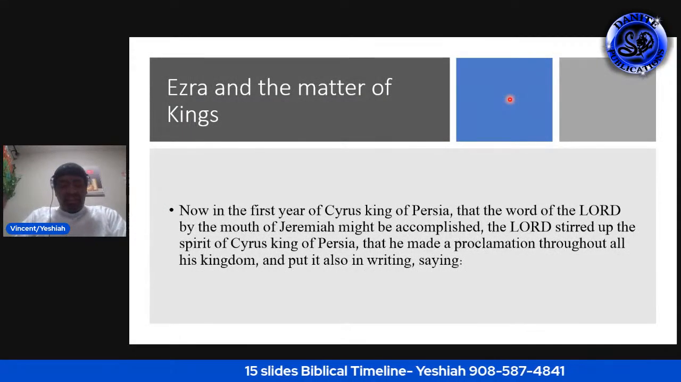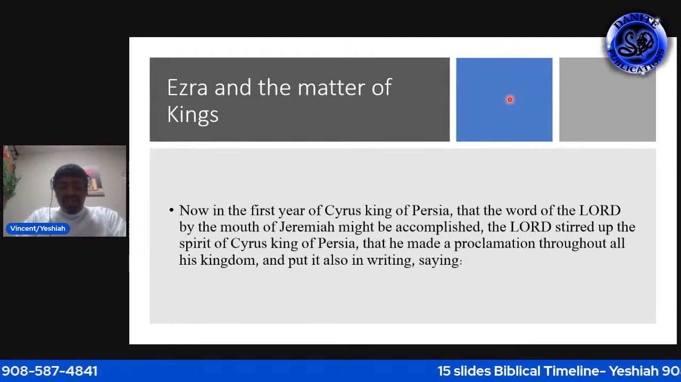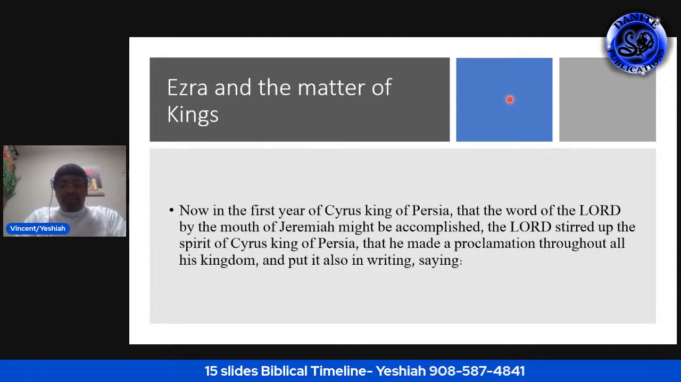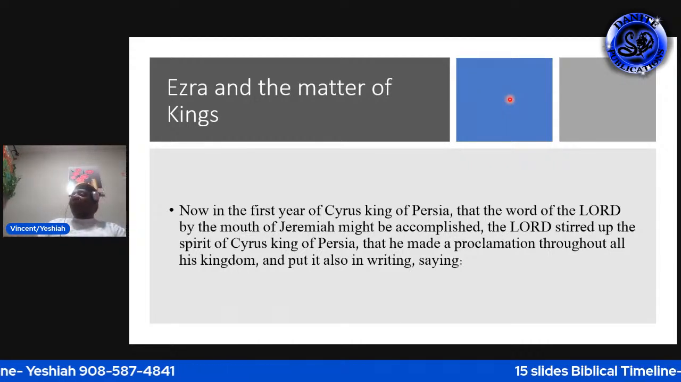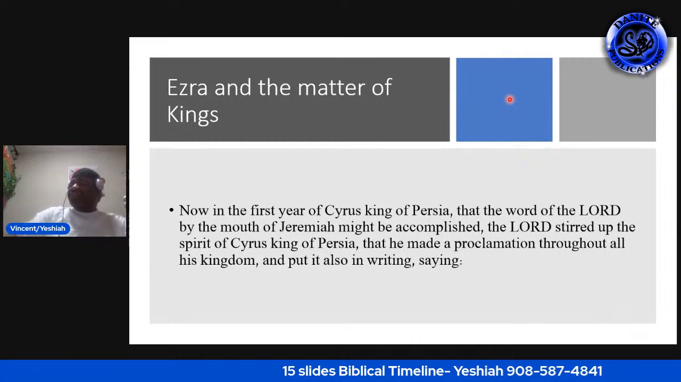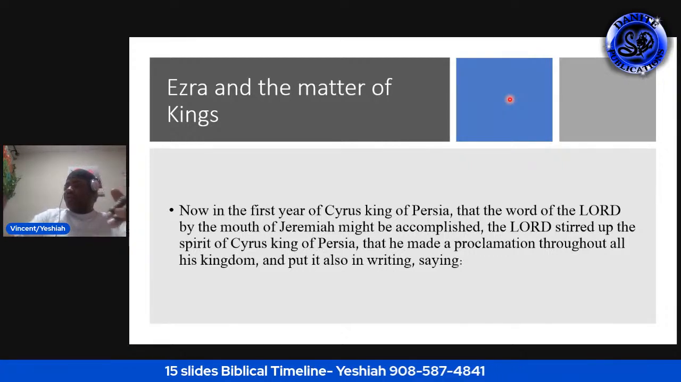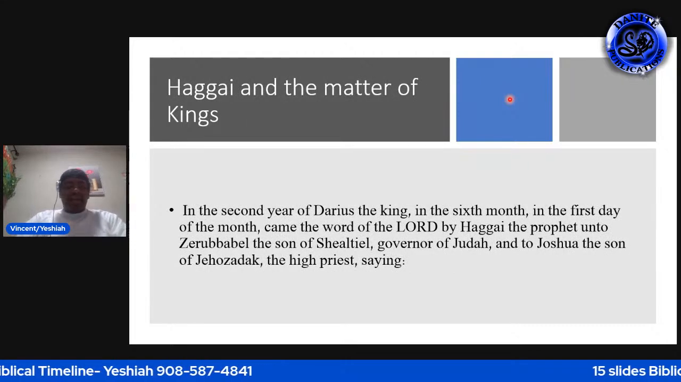Ezra and the matter of the kings, as we close out. Now in the 1st year of Cyrus, king of Persia, that the word of Yah by the mouth of Jeremiah might be accomplished, Yah stirred up the spirit of Cyrus, king of Persia, that he made a proclamation throughout all his kingdom and put it in writing also, saying... So brothers and sisters, be it the regnal reigns of the kings of Israel or Judah or King Cyrus of Persia, ancient nations had a calendar according to who was ruling. Let's go on.